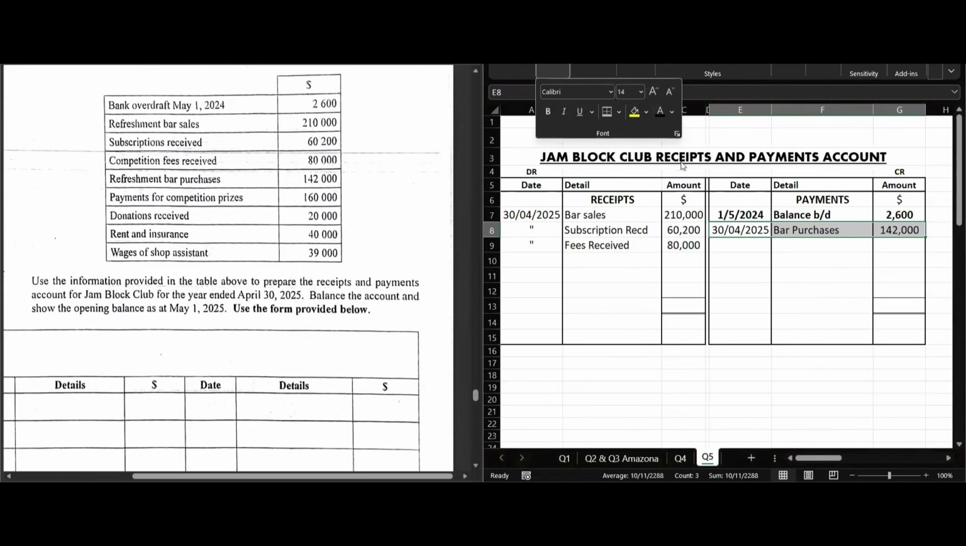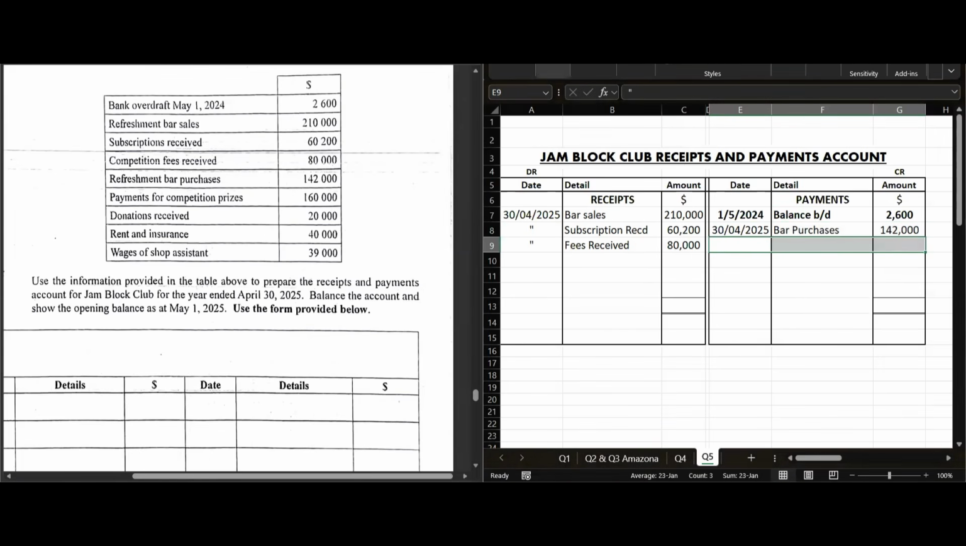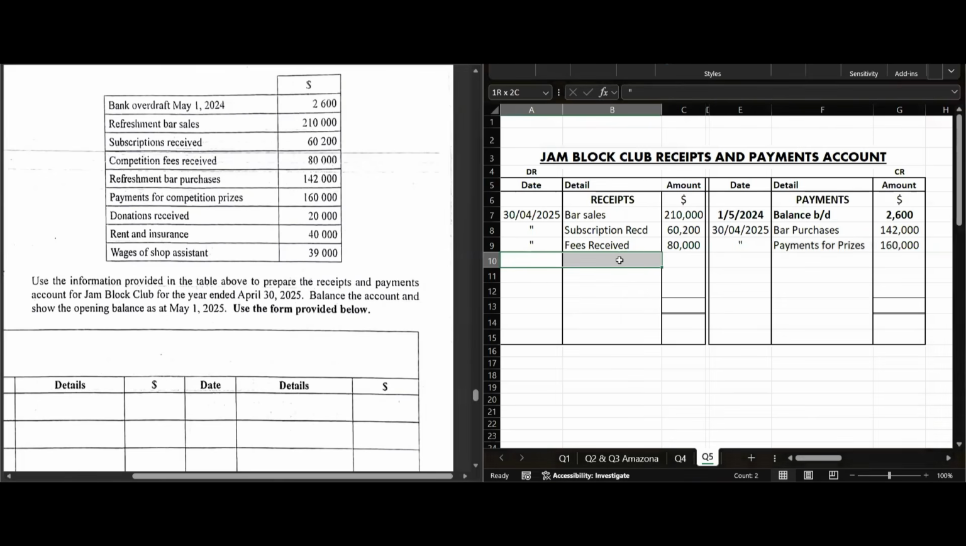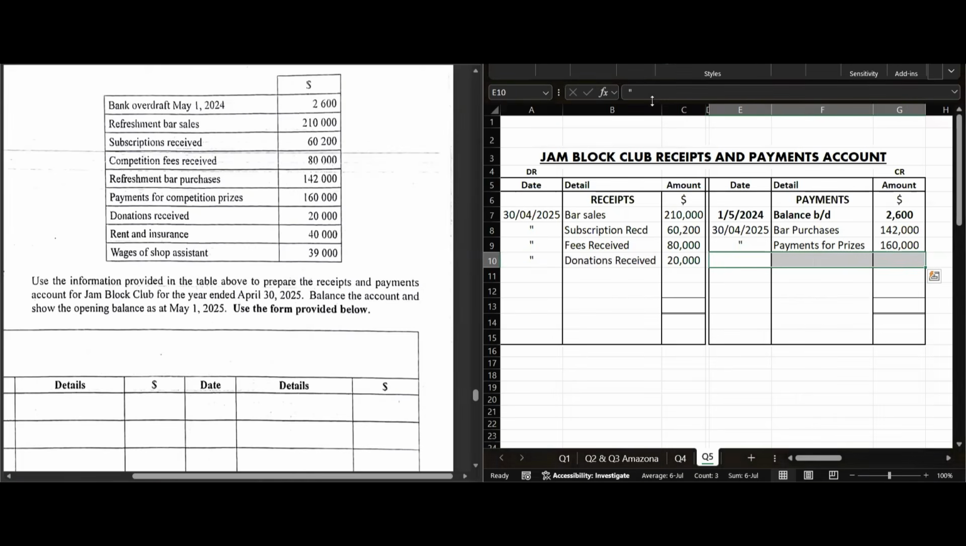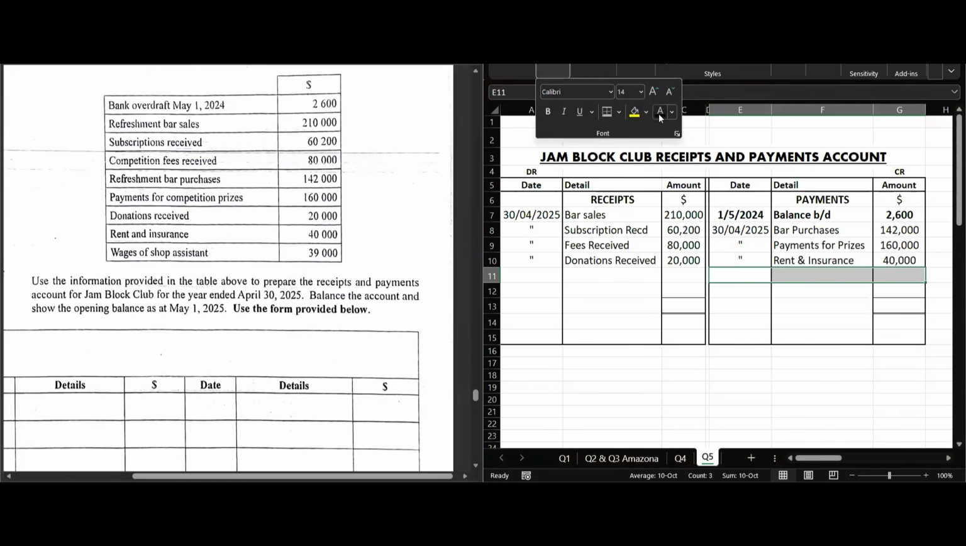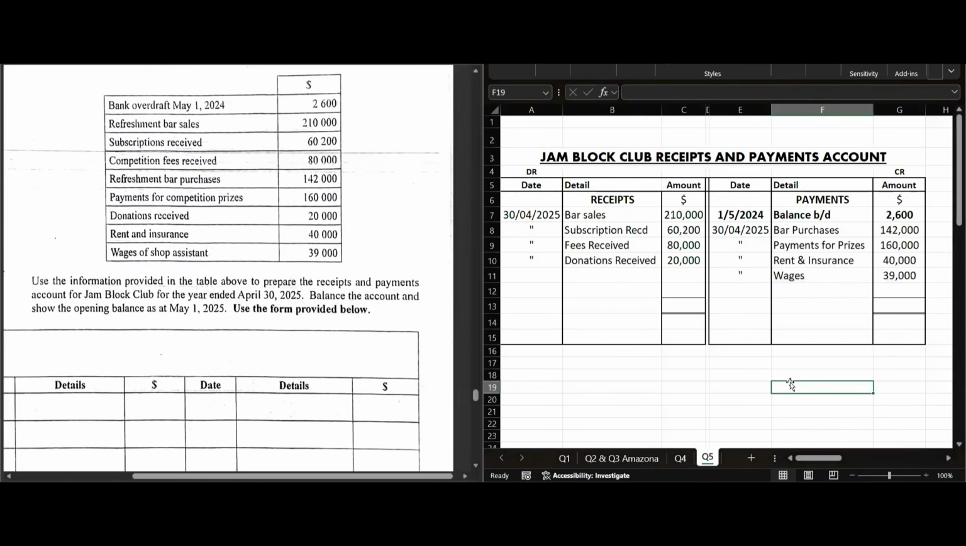Good. Payments for competition prizes, money out. Again, nicely done. Donations received, money in, receipts. Rent and insurance payments, nicely done. And wages of shop assistant payments as well. Great. Alright guys, we have all of those listed. Finally, we just need to balance and close it all.